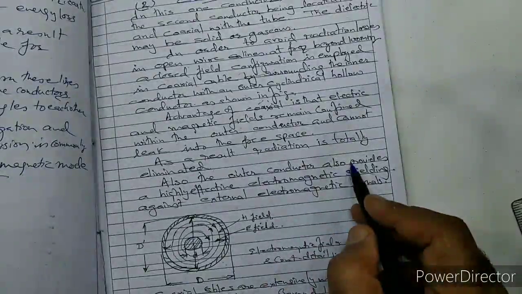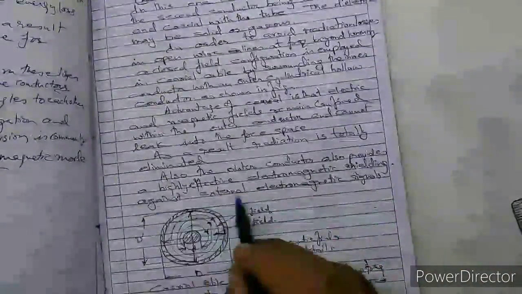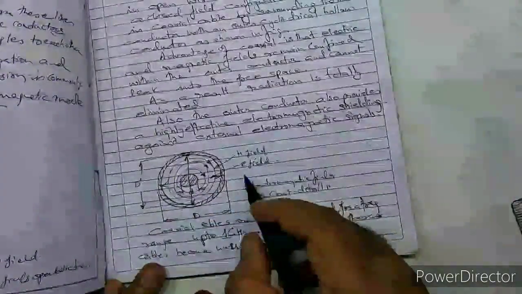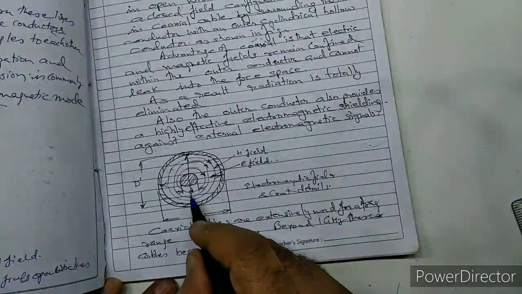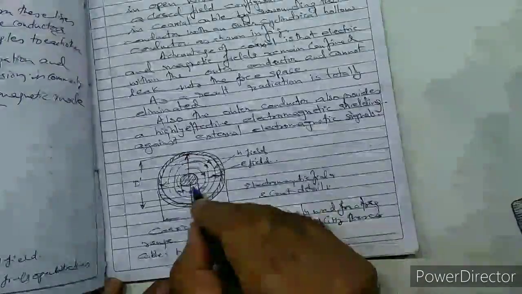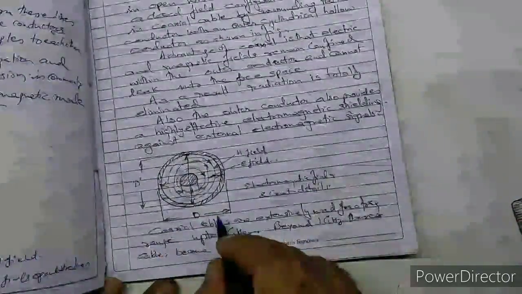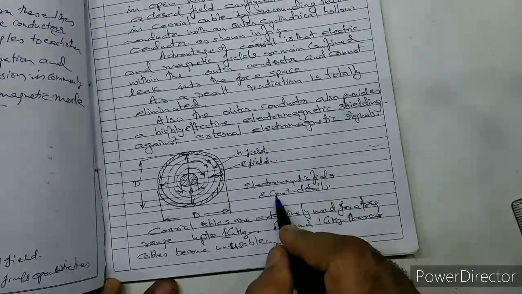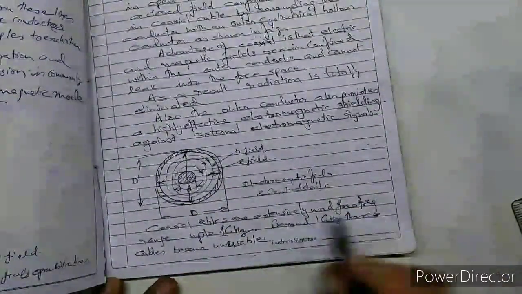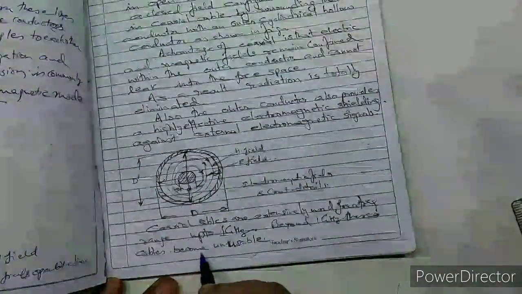Also, the outer conductor provides a highly effective electromagnetic shielding against external electromagnetic signals. So, this is the diagram of coaxial cable. This is the H field, this is the E field, this is the diameter of the cable, and this is the diameter of the outer shield. So these are the electromagnetic field and construction details of coaxial cable. Coaxial cables are extensively used for a frequency range up to 1 GHz. Beyond 1 GHz, these cables become unusable.